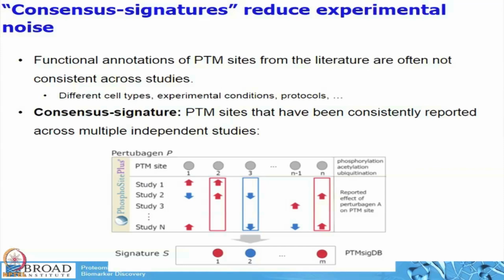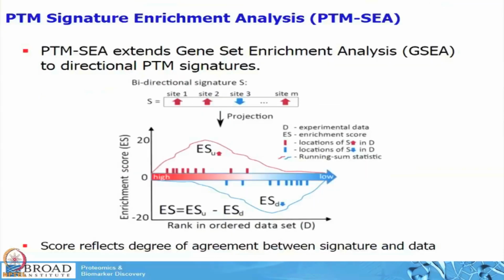This might be due to the labs using different cell types, experimental conditions, different protocols, or whatsoever. So what we try to do is come up with a consensus between at least two independently published papers in order to include these signatures in our database. And we use a very similar approach compared to GSEA. We actually extended that scoring scheme in order to look for these signatures.